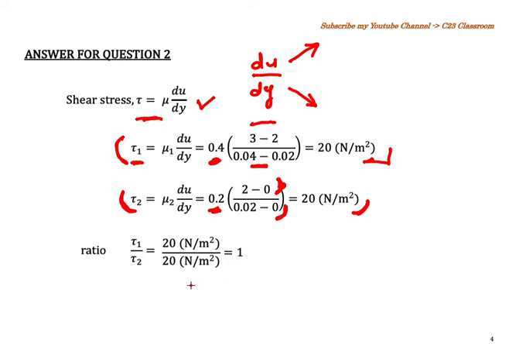And then if we want to get the ratio, we divide tau 1 over tau 2, and we get that the ratio is equal to 1.